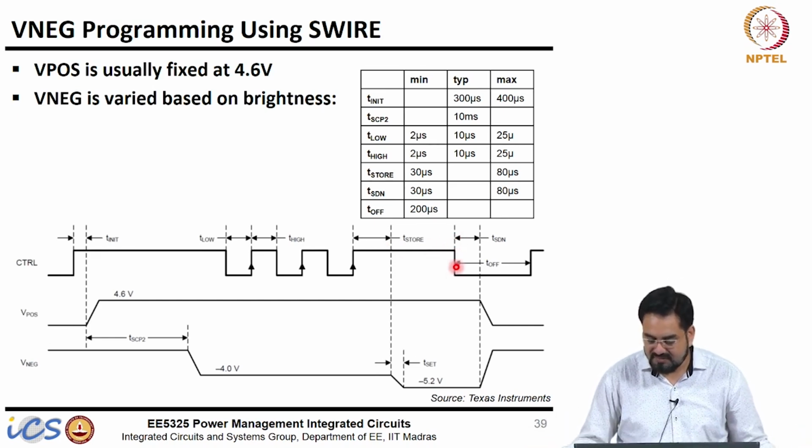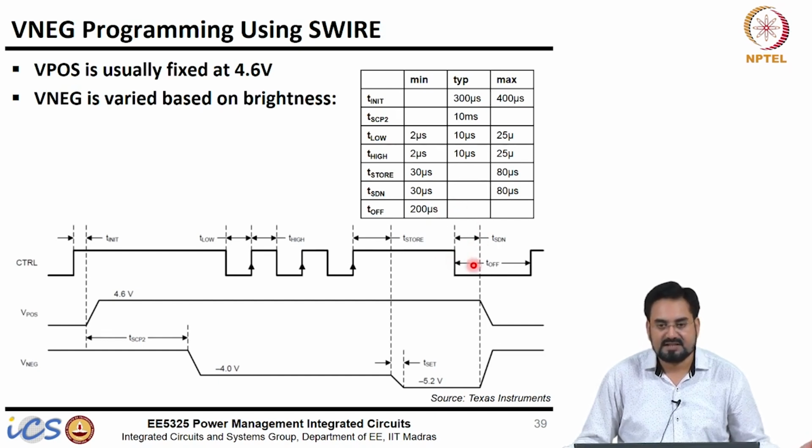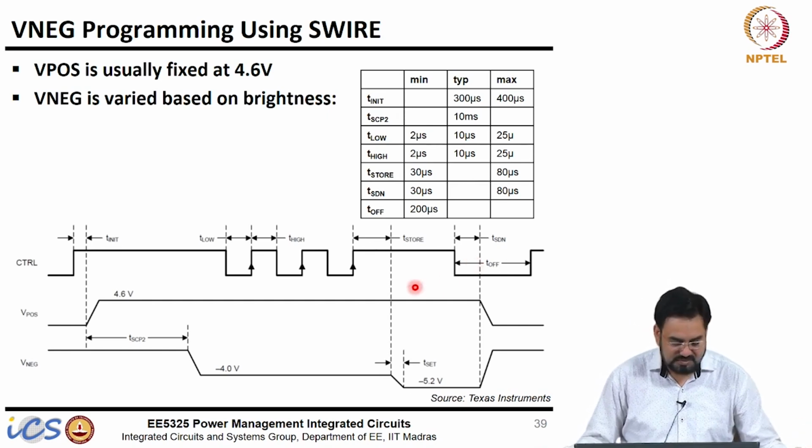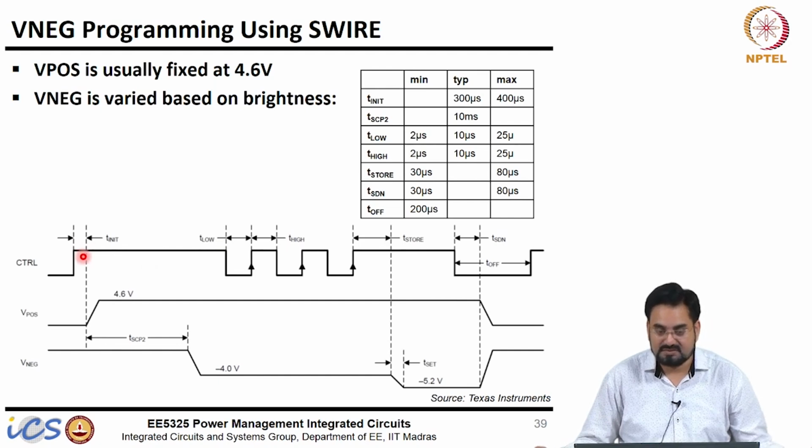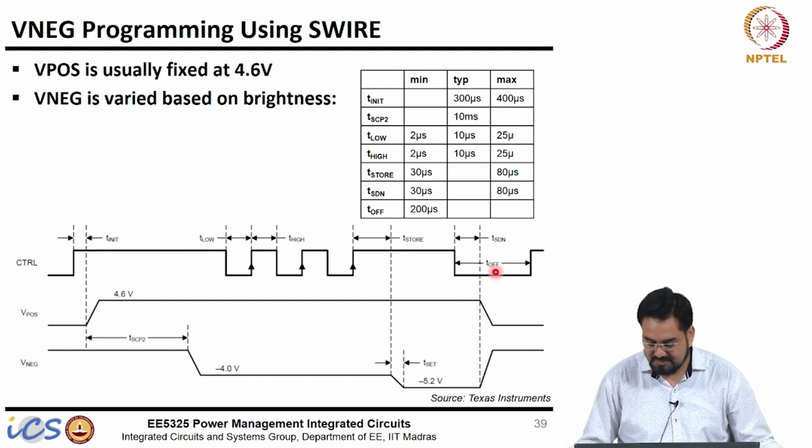If no edges are coming, then you latch the output and set the negative voltage. That is it. Then when you have a negative edge, again you wait for this 30 microseconds, and that is basically a shutdown. So if it remains low for more than 30 microseconds, it will be treated as shutdown, because this is acting as both enable and disable. And T off is basically you turn off everything. So you shut down and then turn off everything. So it's a minimum of 200 microseconds.